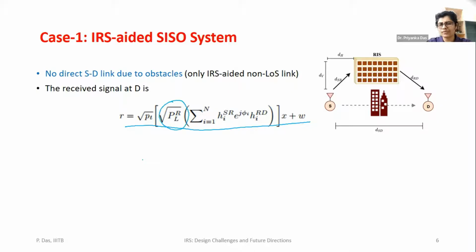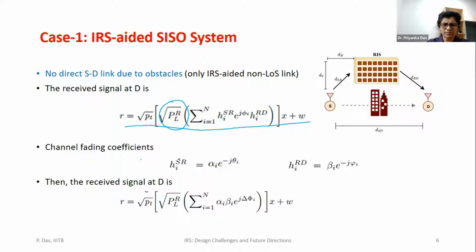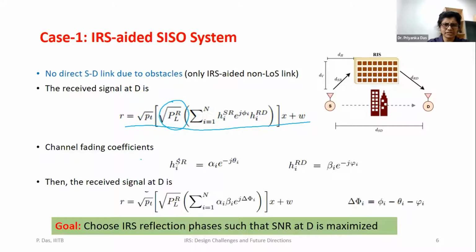So this expression is valid for both the mmWave frequency and the below-6 GHz range. You just have to worry about what suitable path loss model you need to put here to go ahead with the analysis. Now, this we have already covered. I am going a little fast here.